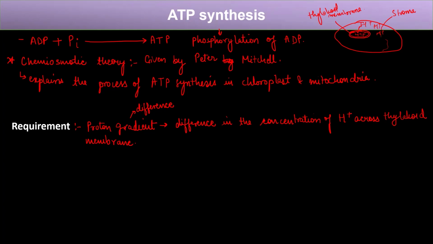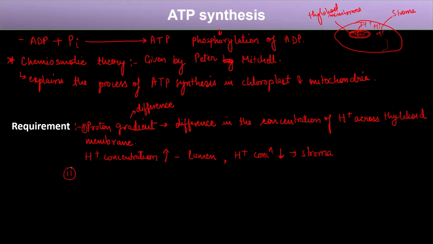And it happens when the hydrogen ion concentration or proton concentration is high. Where? It is high in the lumen. Okay, by lumen I mean inside this thylakoid, right? And the hydrogen concentration is low in where? It should be low in the stroma. So this is the proton gradient that we need for the ATP synthesis. Okay. So this is one requirement.